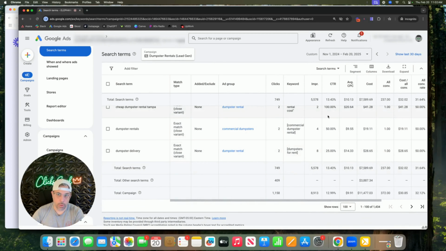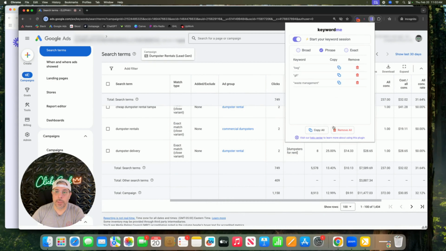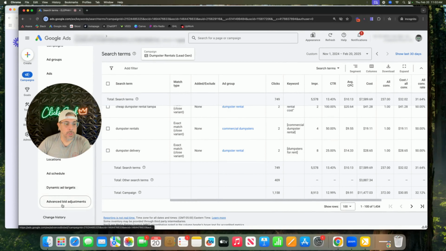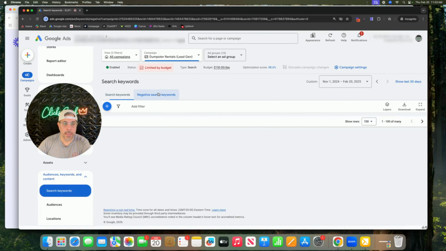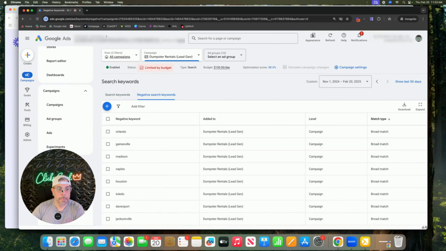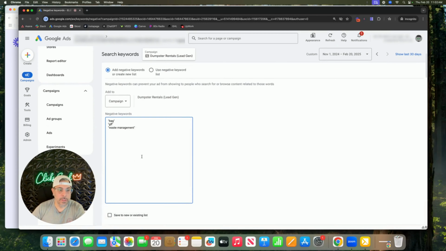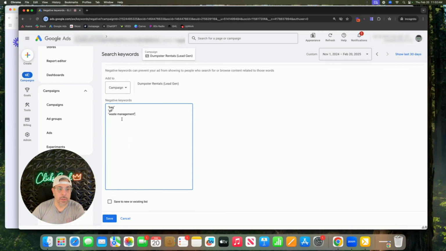So I'm not going to go through all of it, but after you go through all your search terms, what you're going to do is copy your list you created here. We're going to go into search keywords, negative keywords, and we're going to add our list that we just built from the search terms as negative keywords. So by adding these as negative keywords, if any keyword or words are searched in Google that have the word bag, GFL, or waste management in this order, this is phrase match, it's not going to trigger our ads going forward.